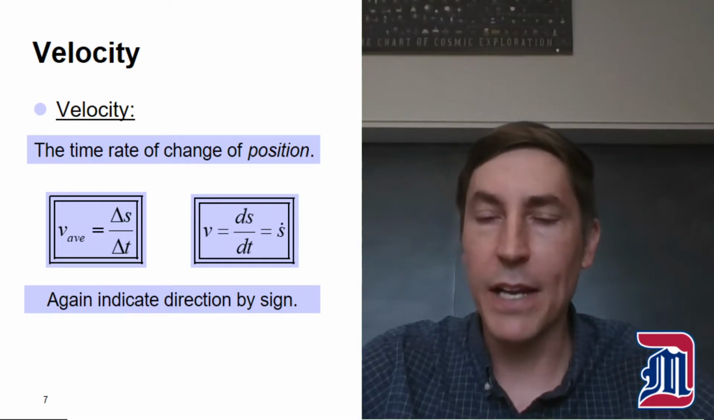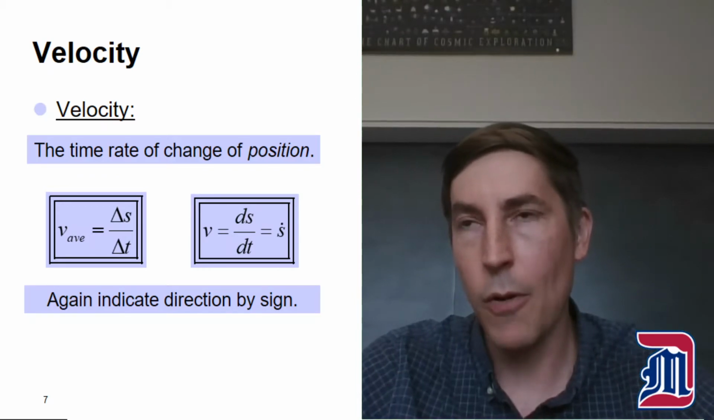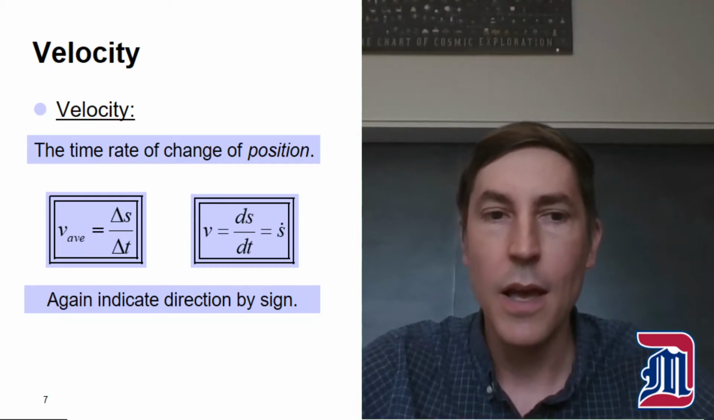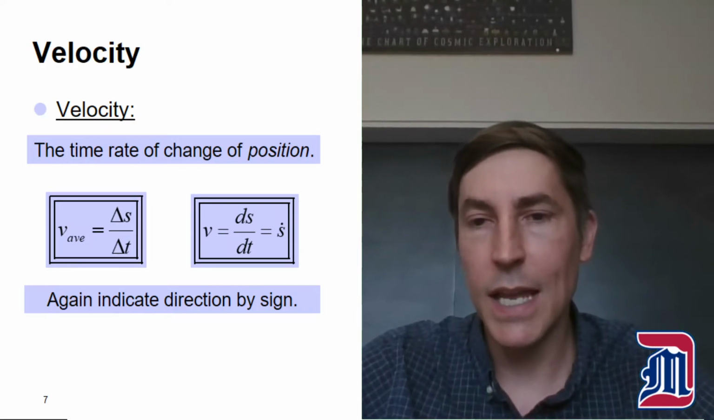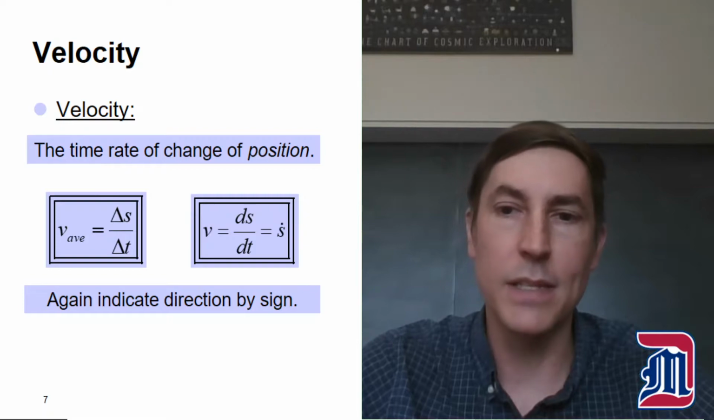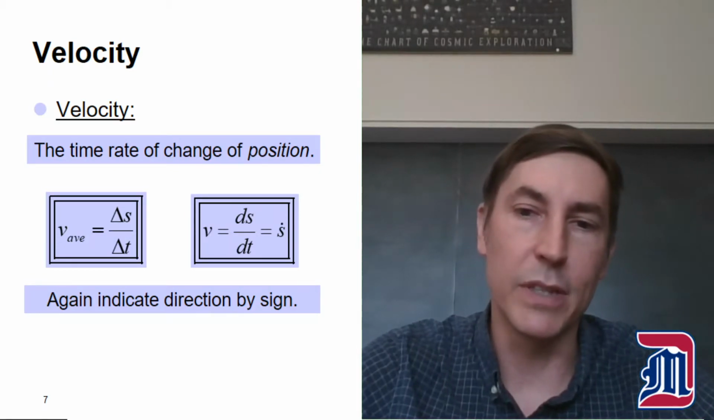Again, velocity is a vector. I could say I'm going 45 miles per hour in the southwest direction. With rectilinear motion, we will use sign to indicate direction. So if the velocity is positive, that means I'm moving to the right. If my velocity is negative, that means I'm moving to the left.